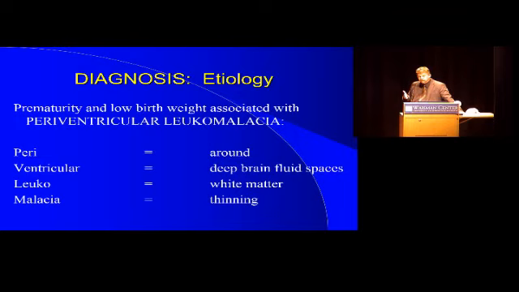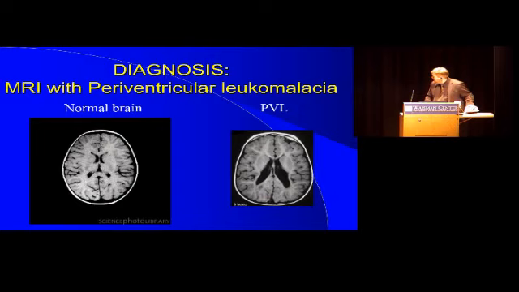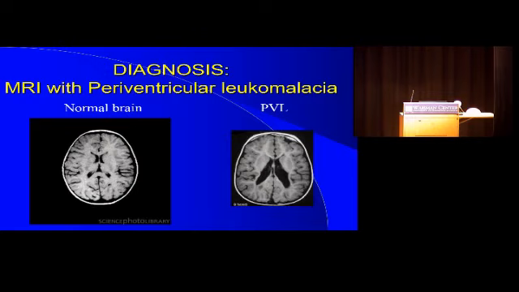And then leuko is the white matter, because that's what's in there. And malacia means thinning. So there's less white matter in the white matter areas around these ventricles. And I'll show you a picture of this on an MRI. So on an MRI, the person is looking up, so the eyes are here, this is the back of the head. The person's right side is to the left of the screen. These are the ventricles, and there's this rich, large amount of the white matter around the ventricles.